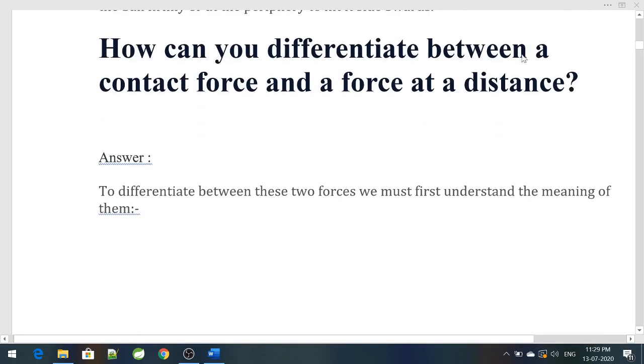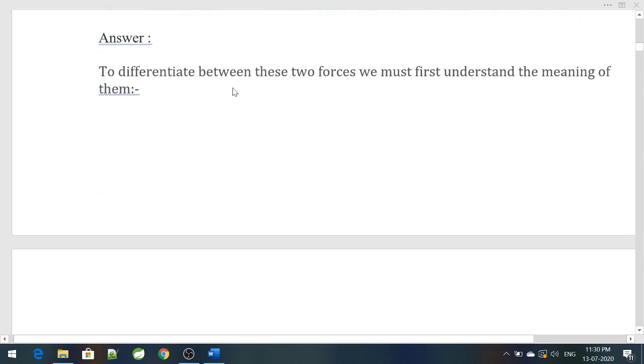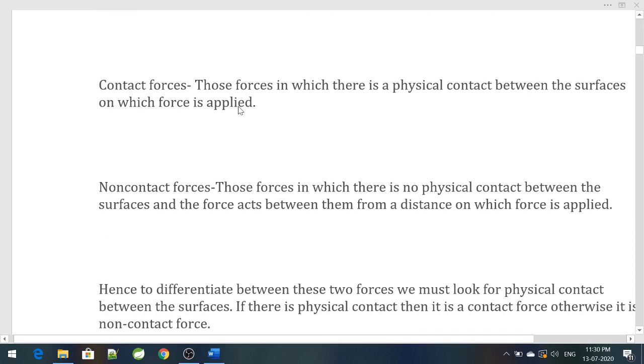How can you differentiate between a contact force and a force at a distance? Contact force means when two objects are in contact. And force at a distance, that is field force. In an earlier video we discussed that. To differentiate between these two forces, we must first understand the meaning of them. So what are contact forces? Those forces in which there is a physical contact between the surface on which force is applied.